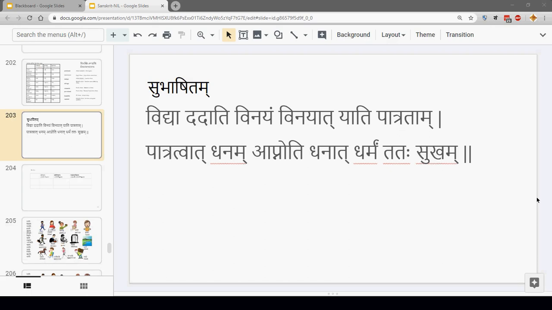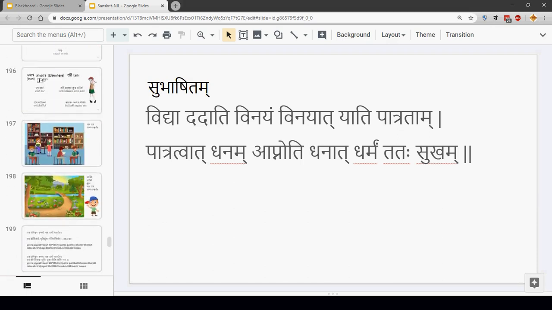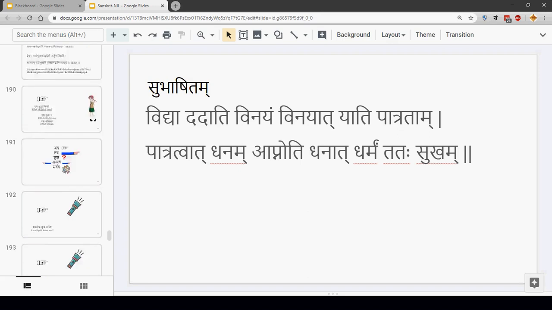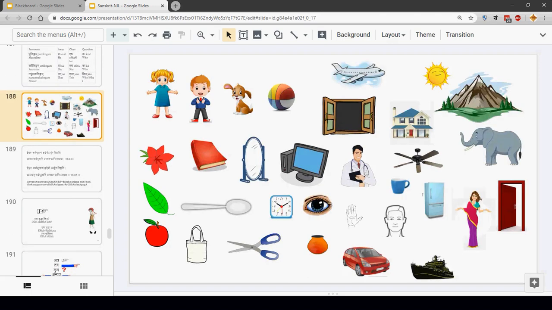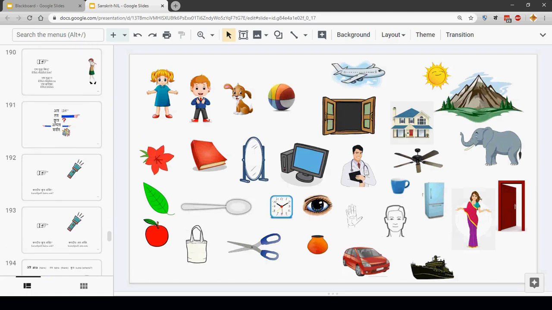Now, regarding the familiarity of the words, we have gone through many words, maybe more than 100 or even more than that. So, you can go through them again and again, and also as we go forward, we will look at different words also.